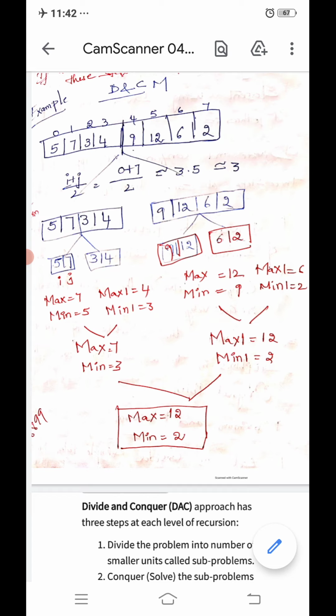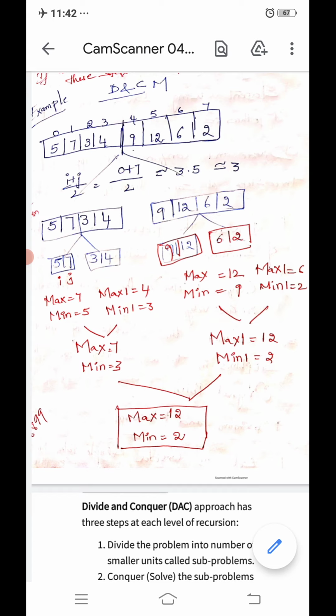if we check the condition of max comma max 1, 12 comma 6, which one is bigger? 12 is the maximum element value 1. And coming to the minimum element value 1, 9 comma 2, which one is minimum? 2 is the minimum value of the element of the array.